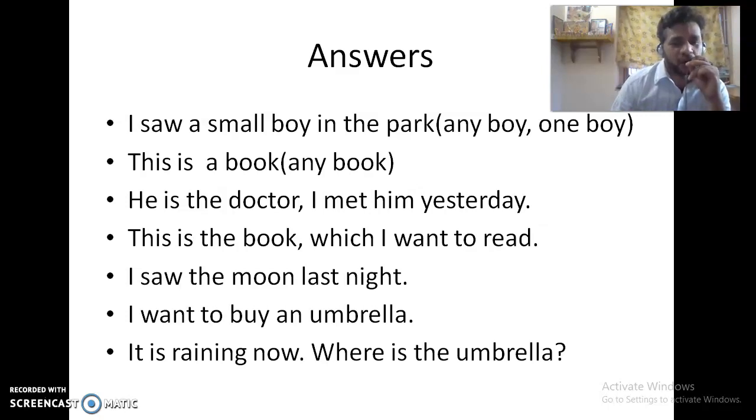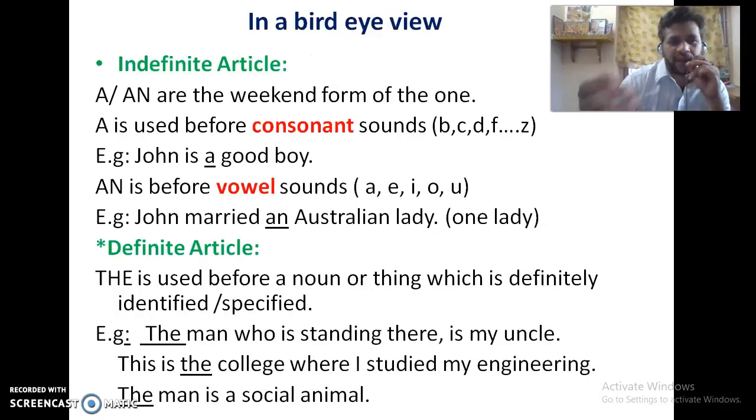It is raining now. Where is the umbrella? I am repeatedly talking about the umbrella for the second time, so that "the umbrella" means a specific umbrella. Okay. So here we have some other important rules.